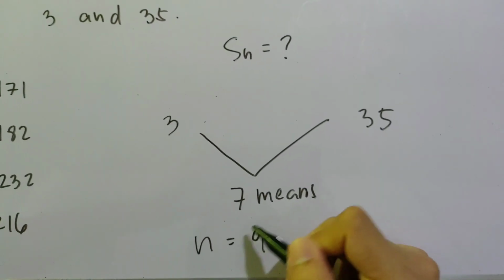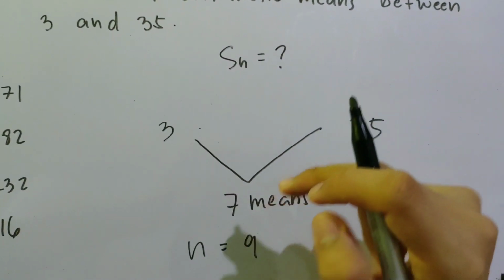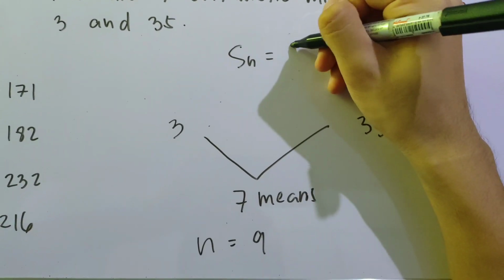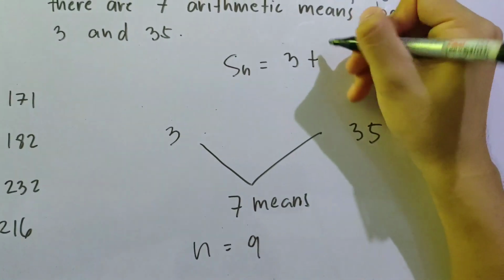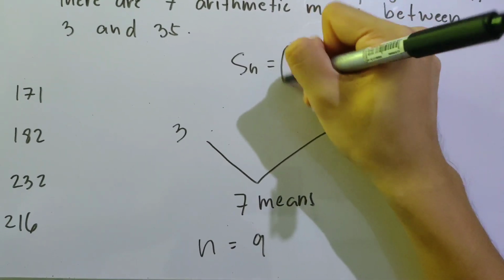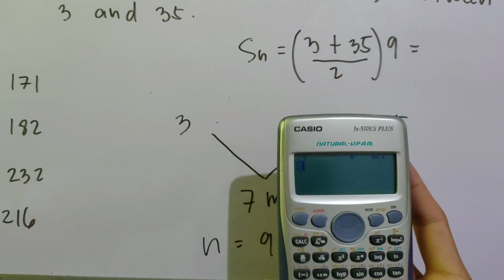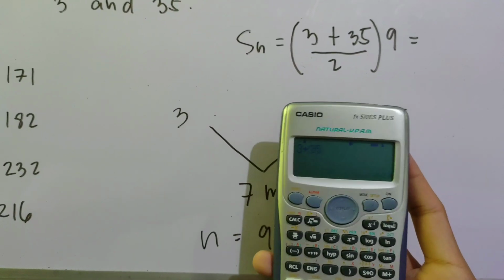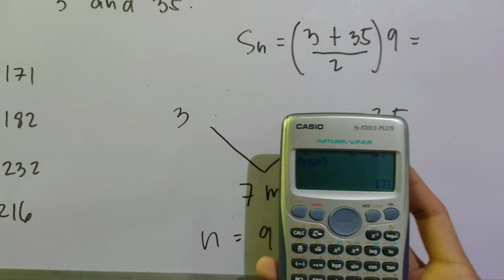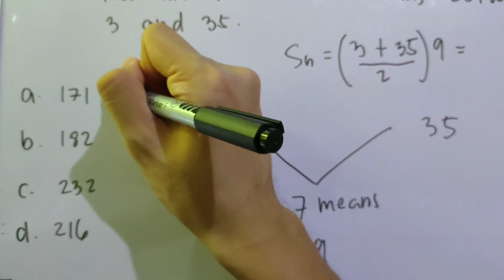So, since alam na natin yung n, alam na rin natin yung first term tsaka yung last term, masasolve na natin yung SN natin. So, yung SN natin ay yung first term, which is yung 3, plus yung last term, which is 35, divided by 2, times n, which is 9. 3 plus 35, divided by 2, times 9. So, ang tamang sagot ay 171. Doon sa choices, letter A ang tamang sagot.